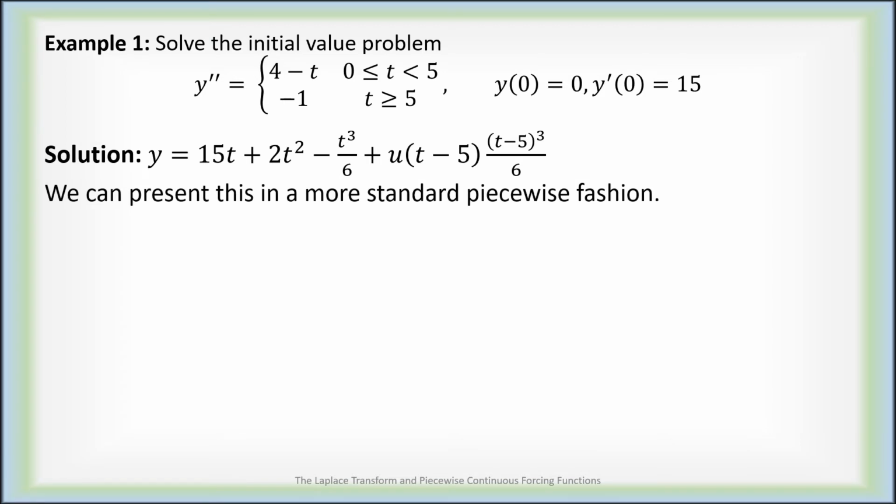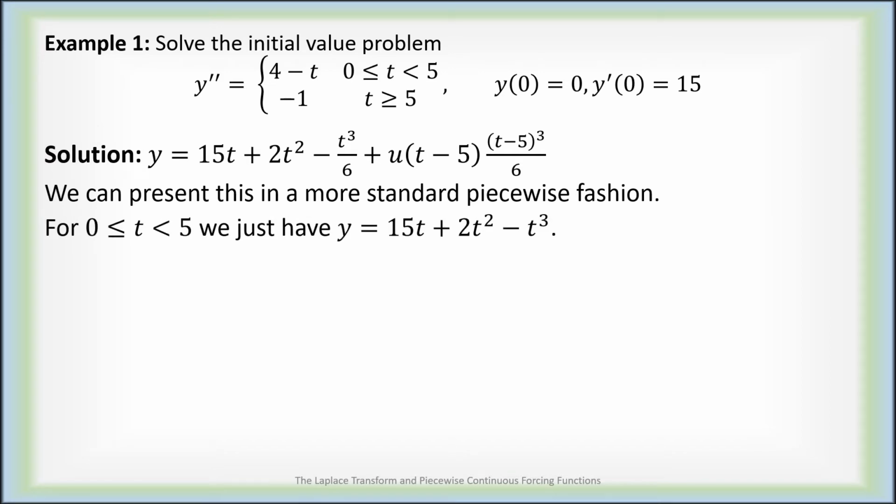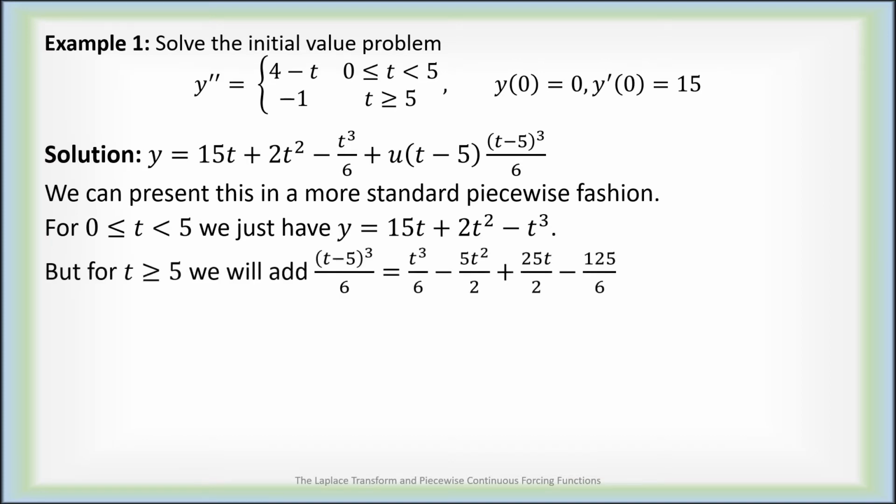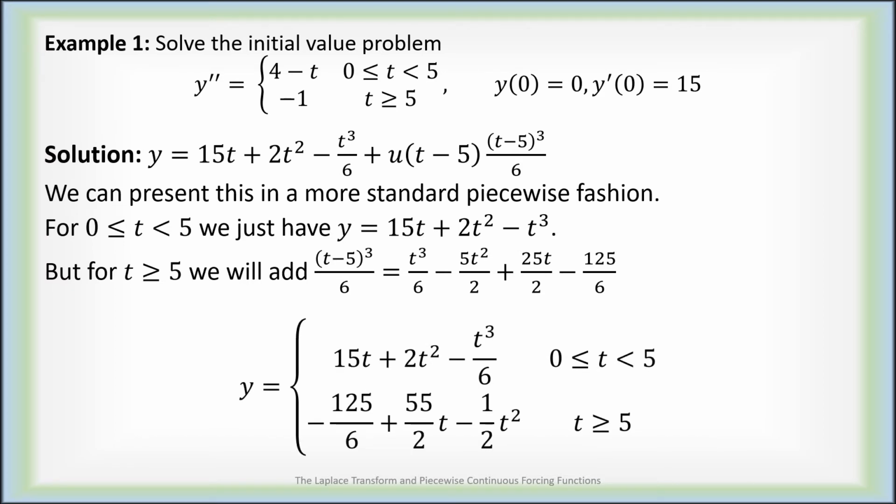What we can do, if we want to, is take this and present it in a standard piecewise way. So this solution, y, is 15t plus 2t squared minus t cubed over 6, and then at time 5, we introduce t minus 5 cubed over 6. So between 0 and 5, the step function is 0. We just get 15t plus 2t squared minus t cubed over 6. Once the step function is introduced, however, we add in the term t minus 5 cubed over 6, which we expand like this. Simplifying down, the left bit plus this new expanded t minus 5 cubed over 6 means from t 0 to 5, we just have these three terms.